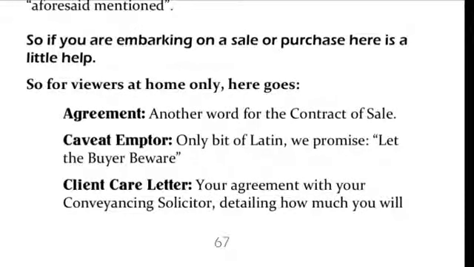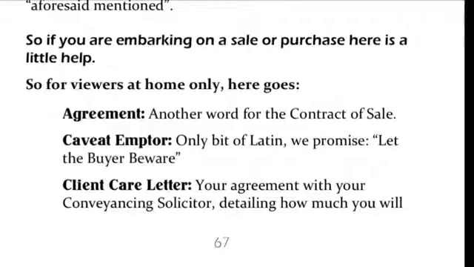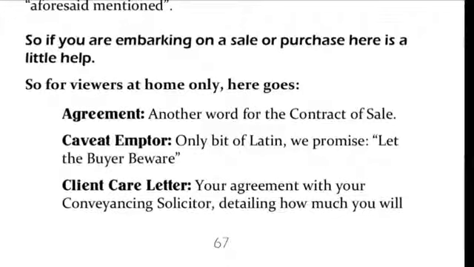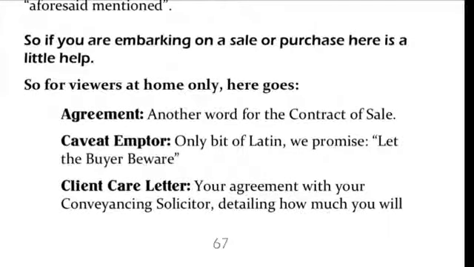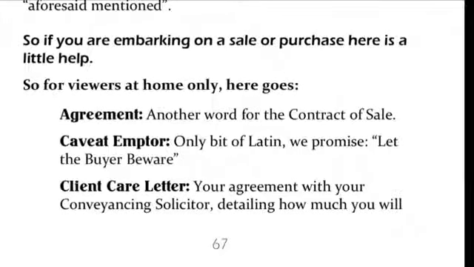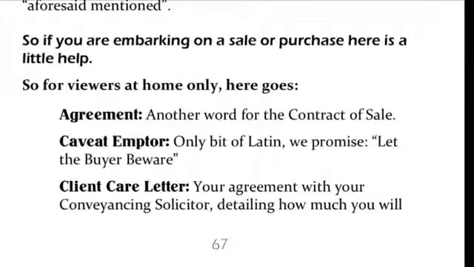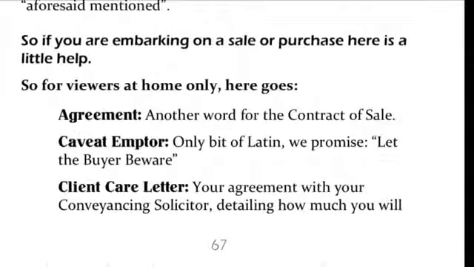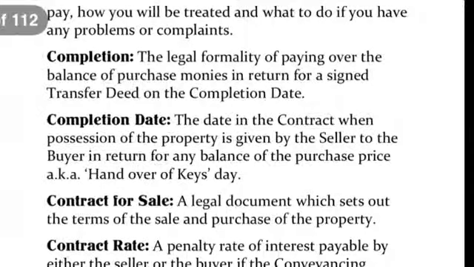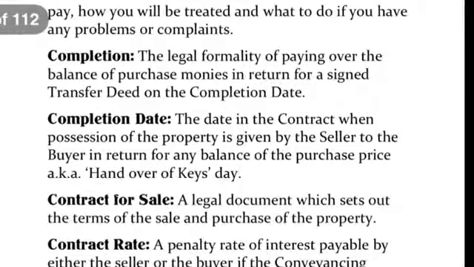Agreement. Basically, this is another word for the contract of sale. Caveat emptor. Now, this is the only bit of Latin, and it basically means let the buyer beware. Another piece of jargon, client care letter. This is the agreement with the conveyancing solicitor detailing how much you will pay, how you'll be treated, and what to do if you have any problems or complaints.